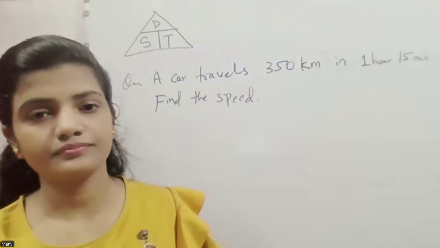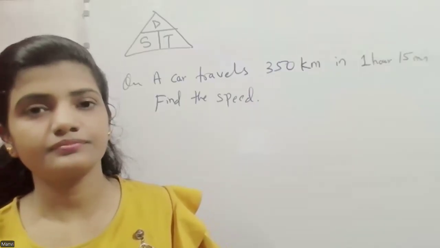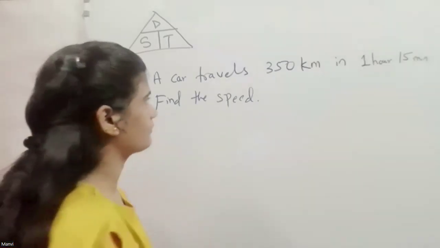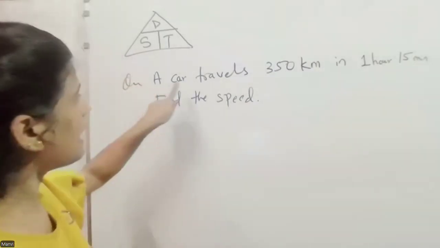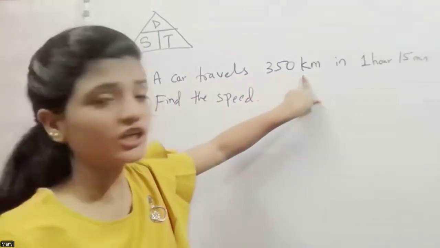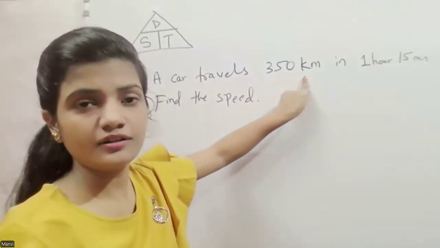A car travels 350 kilometers in 1 hour. I do not understand this. Can you help? Okay, let me explain. So a car travels 350 kilometers. So what is this 350 kilometer, Kavya?